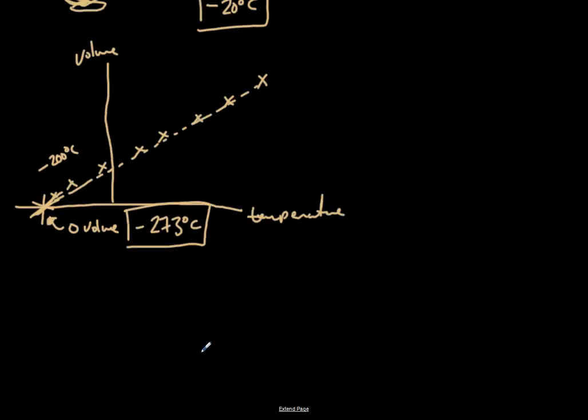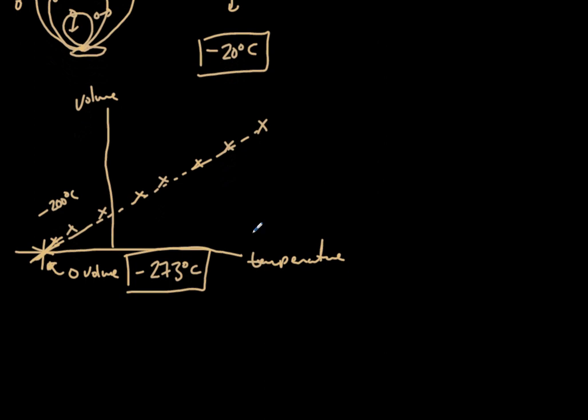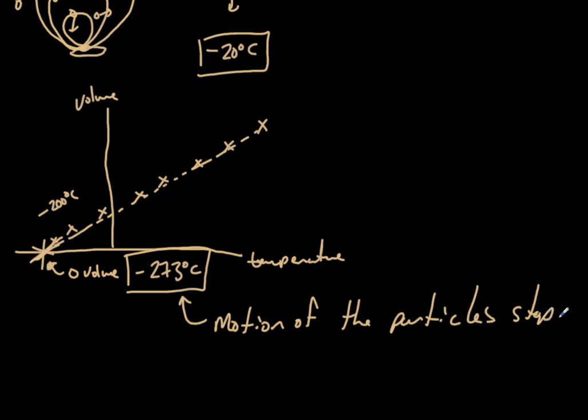What must be happening, do you think? What's happening to the particles themselves as the volume shrinks to zero? Yeah, they're slowing. Right. So theoretically at this temperature, the motion of the particles stops. And basically what we're saying is their kinetic energy equals zero. Okay? So the EK becomes zero. They stop moving.